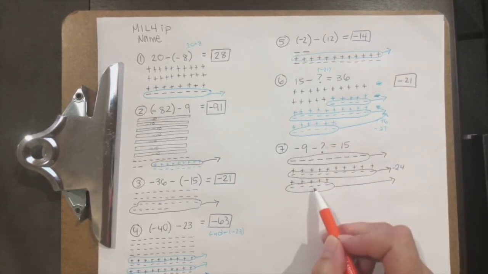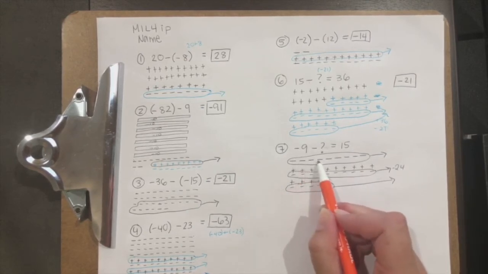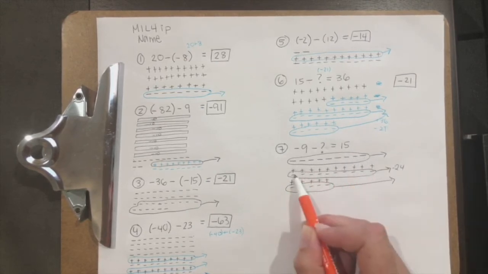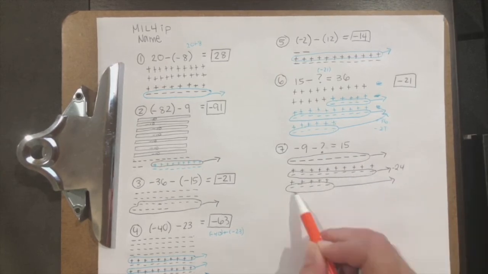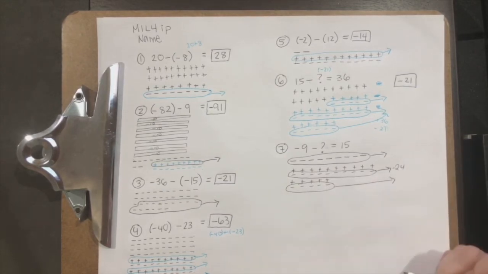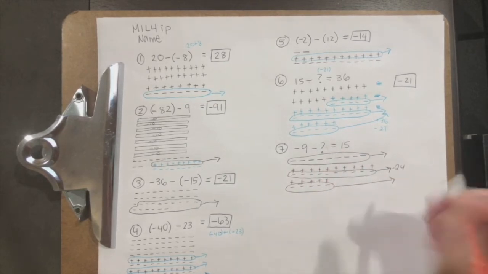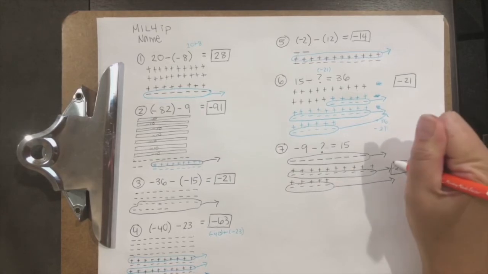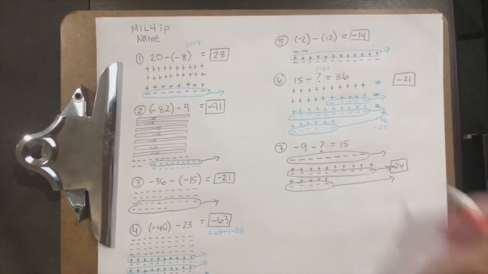And I can count them up individually if that was a little bit difficult. So 1, 2, 3, 4, 5, 6, 7, 8, 9, 10, 11, 12, 13, 14, 15, 16, 17, 18, 19, 20, 21, 22, 23, 24. So my answer is negative 24. I am taking away 24 negatives and I wind up positive. Negative 24. Make sure we can see that negative.